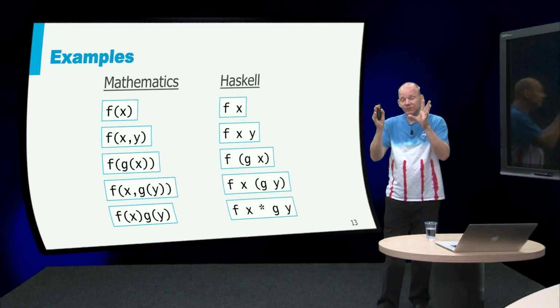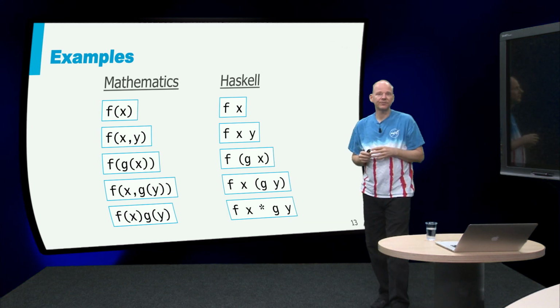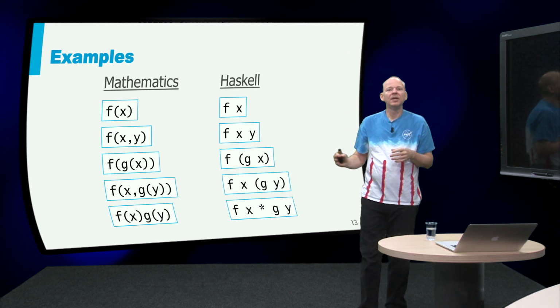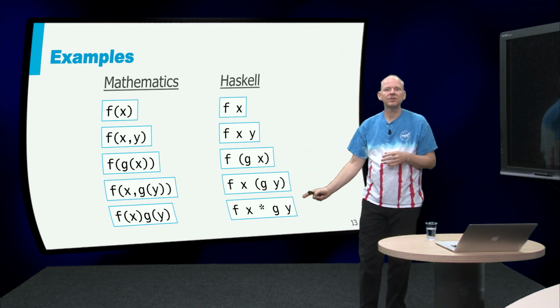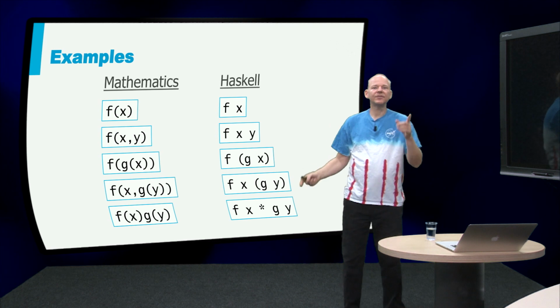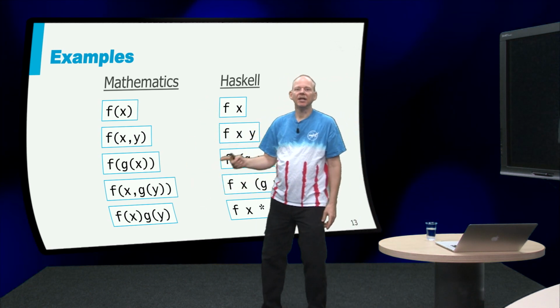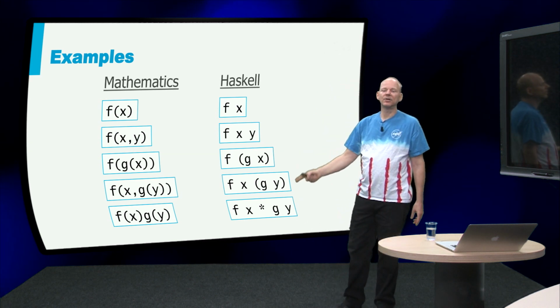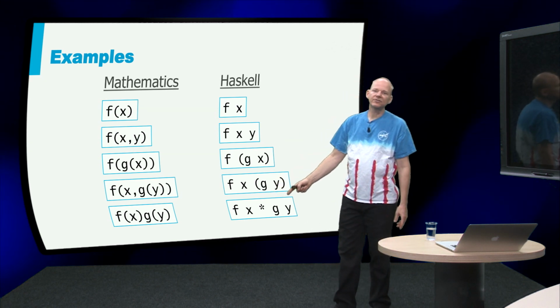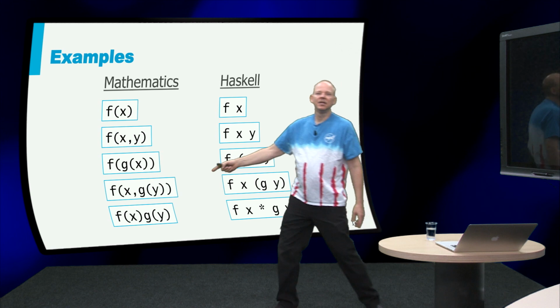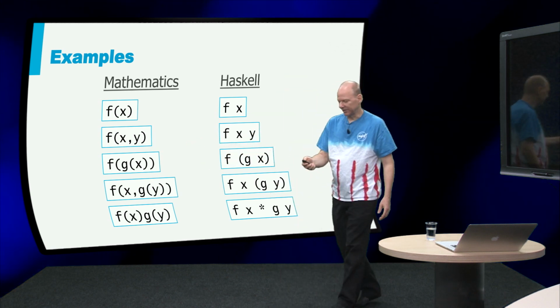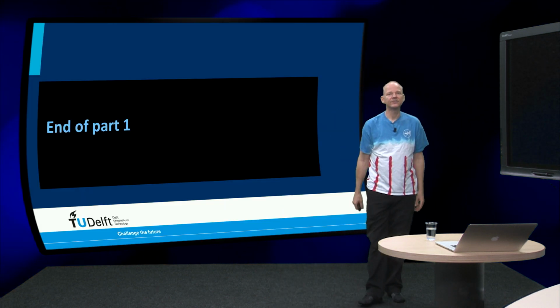Okay, but if you just look at the shapes of these two, don't try to interpret them, you will see that the Haskell code here looks much lighter weight than the code on this side. Haskell programmers are lazy, we don't want to type too much, so this looks much more beautiful than this, and that's why Haskell syntax is designed the way it is.